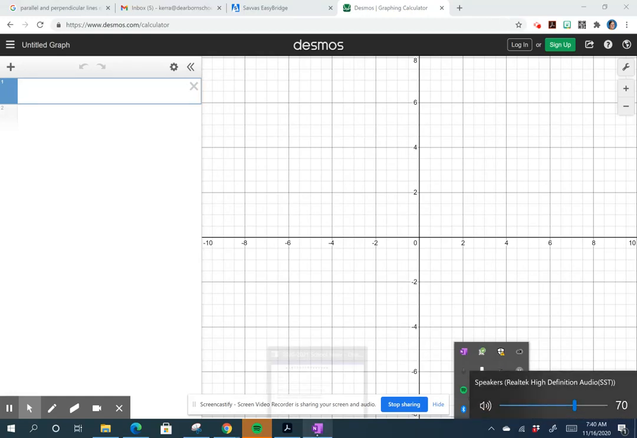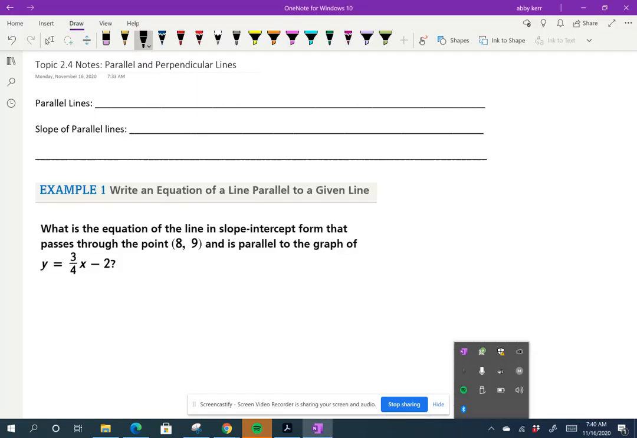Today's notes are going to go over parallel and perpendicular lines. Parallel and perpendicular lines really concentrate on the slope of the line. So the learning target is still, I can write an equation of a line in point slope or standard form or slope intercept form. So we're actually going to concentrate on the slope intercept form today. Now parallel lines are lines that never intersect.